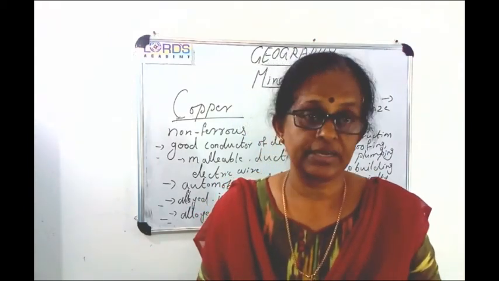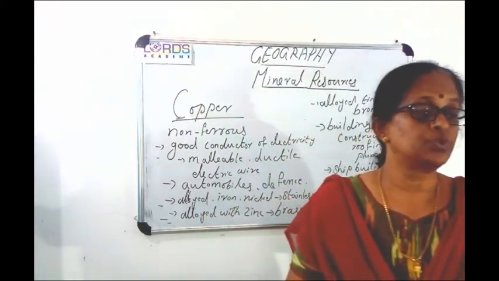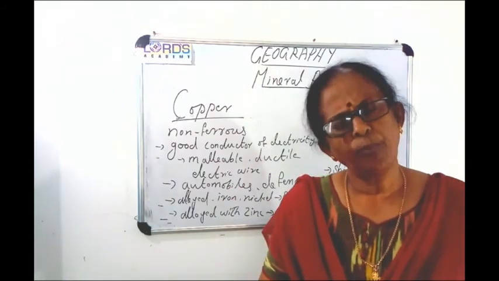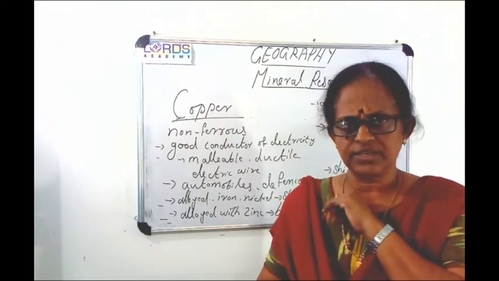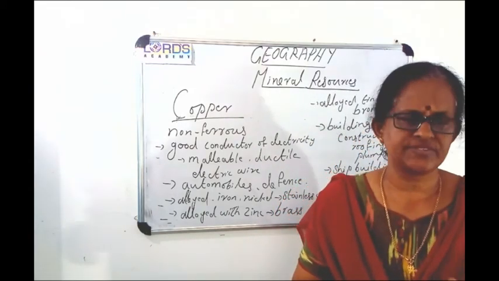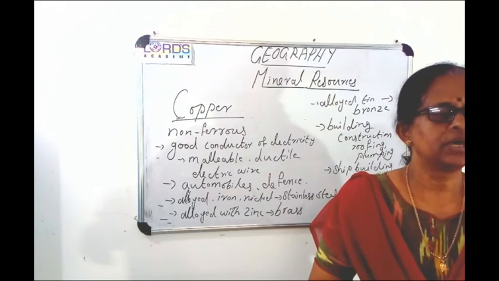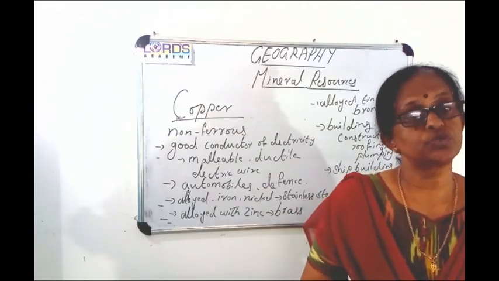Then where will we get it? There is also distribution. When we take the case of manganese, there is a large amount of manganese in our country. But copper is very less. Therefore, we have to depend on imports for its needs.